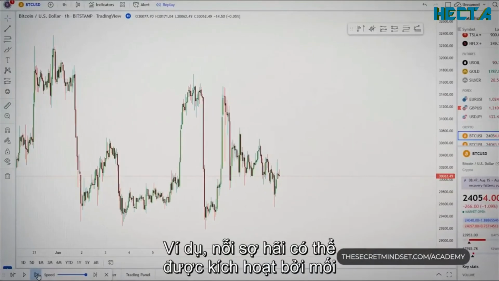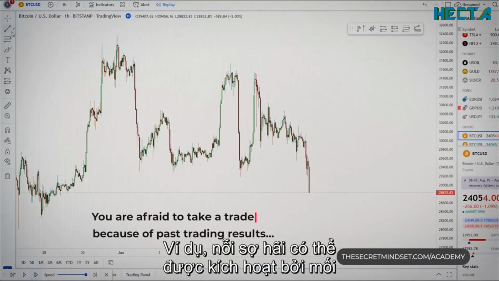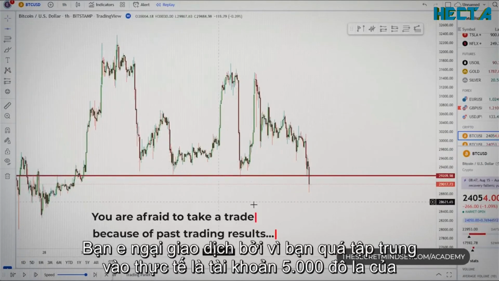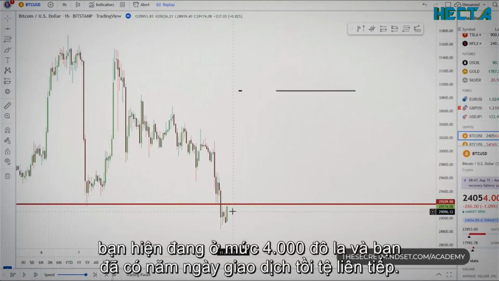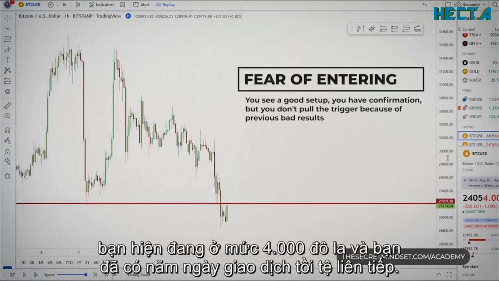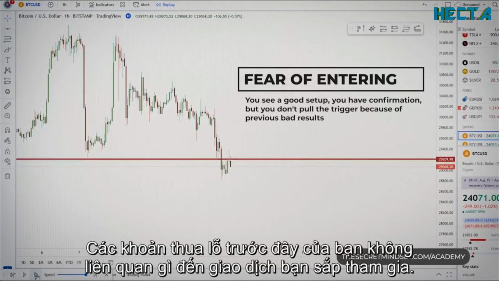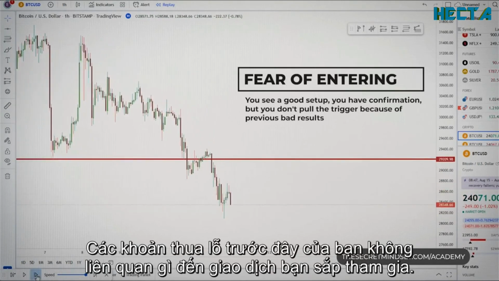Fear can be triggered, for example, by your concerns over your profitability and your account. If you are afraid to take a trade because you are too focused on the fact that your $5,000 account is now at $4,000 and you had 5 bad trading days in a row, this is not a mindset to have. Your previous losses have nothing to do with the trade you are about to enter.